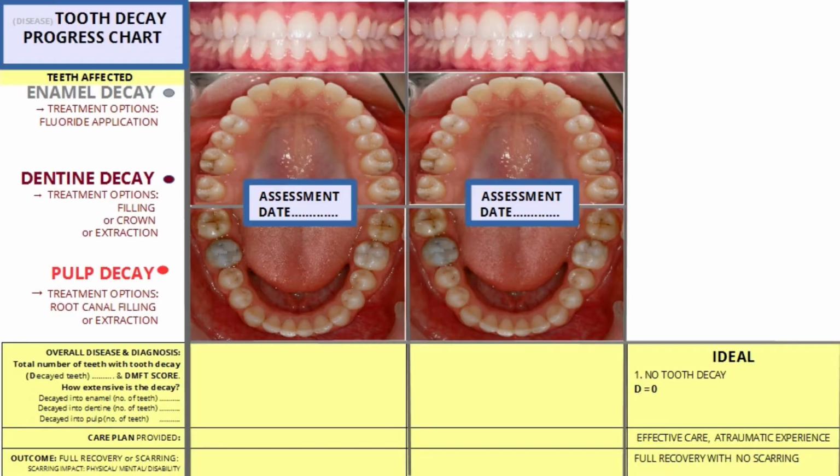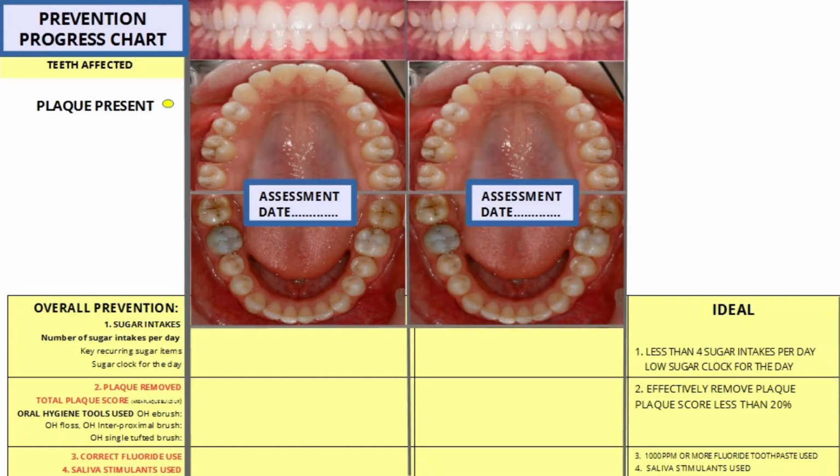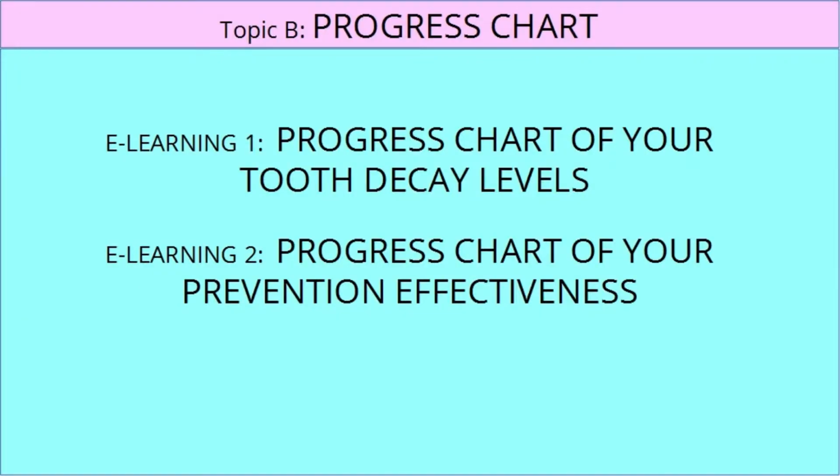A tooth decay progress chart shows if your levels of tooth decay are getting better or worse over time. A prevention progress chart shows if your prevention habits are good over time. You should find, as your prevention habits get better, your levels of tooth decay should decrease. E-learning summary. E-learning 1, the progress chart of your tooth decay levels. E-learning 2, the progress chart of your prevention effectiveness.